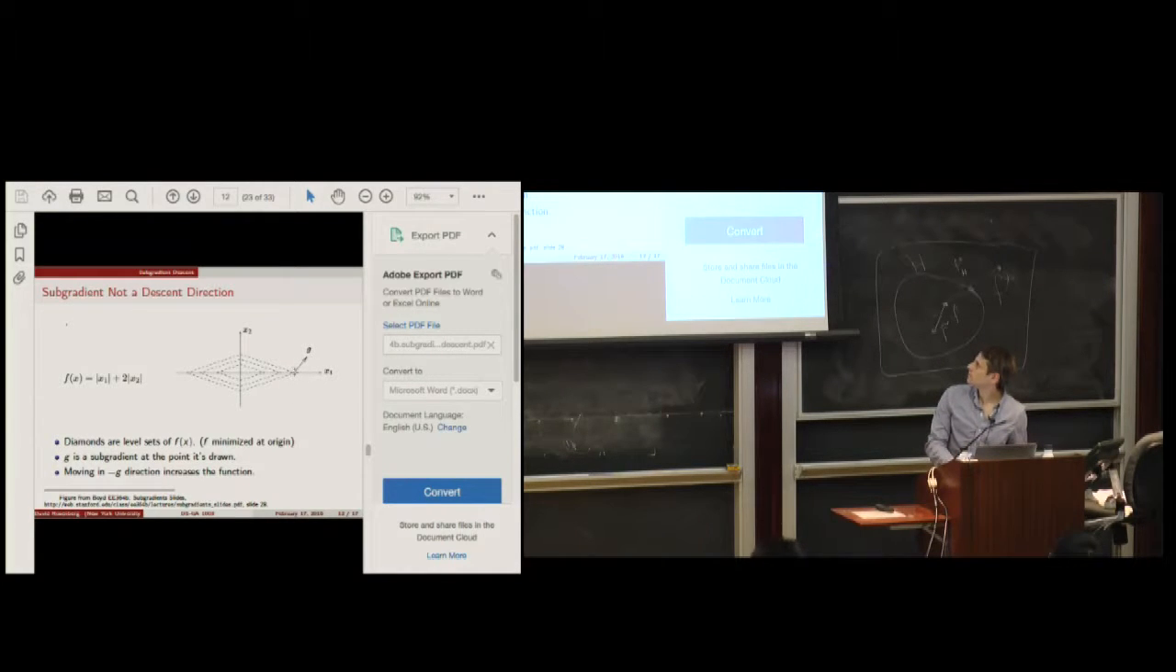Negative g is moving this way, so this is the minimum of the function, and it increases as we cross these lines. Every line we cross, it's gone up a step. So this is moving from this contour line away from it, which is in a direction where it's getting bigger. All right. Now, you're just asking, how do I know this is the subgradient?